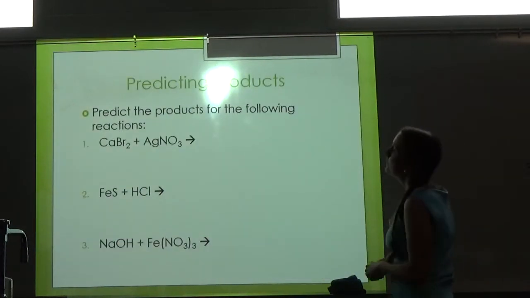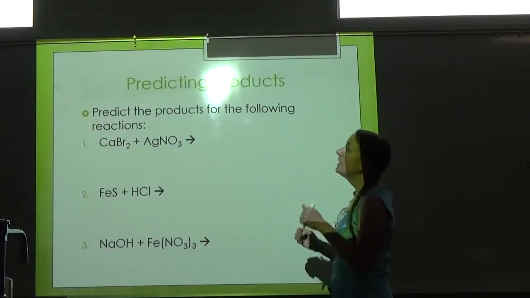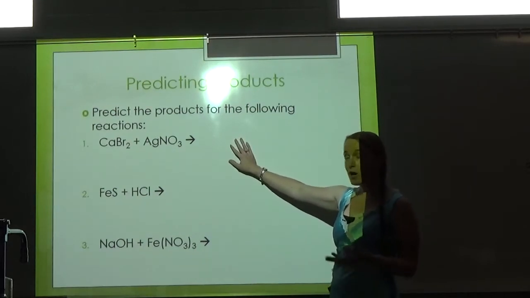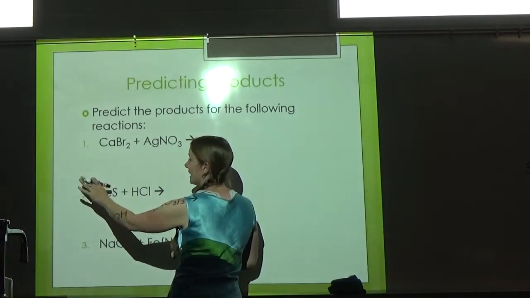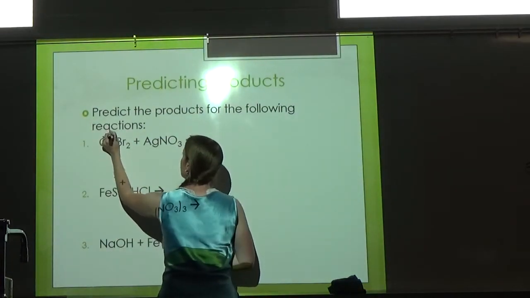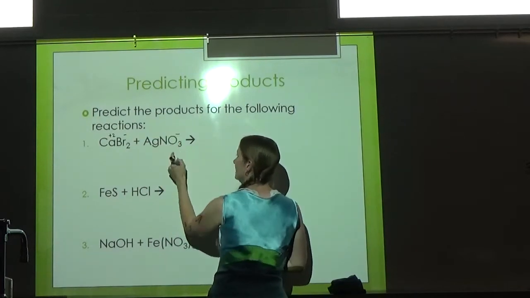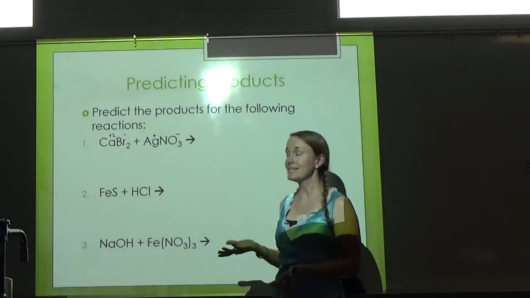Alright, so let's look at a couple together. Don't forget to maybe try one on your own though once we get near the bottom. What I like to do whenever I'm doing a displacement problem, be it single or double, is go ahead and label my charges on the reactant side. So calcium's positive 2, bromine is negative 1, silver is a transition metal, but since NO3 is negative 1, I know silver is positive 1, because of course I know they need to cancel out.